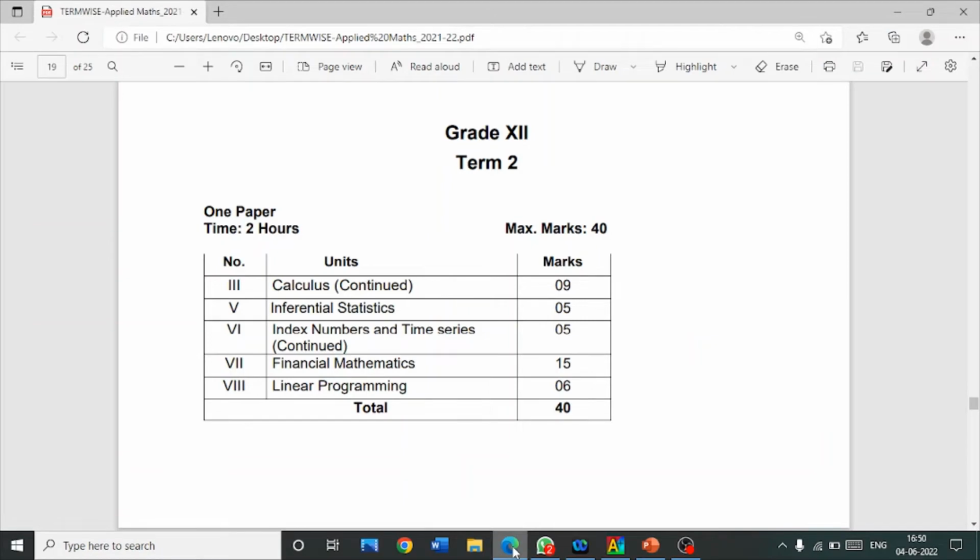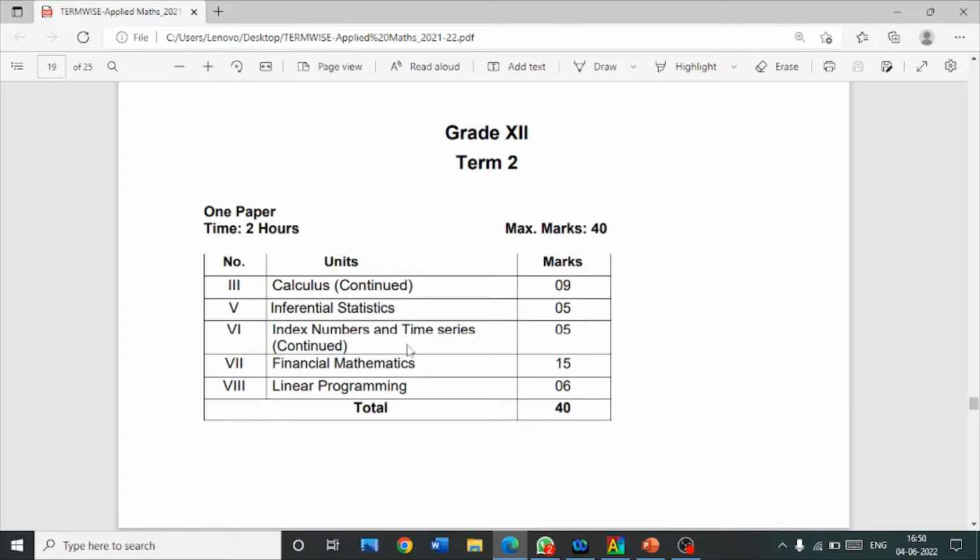Hello children, this is the class 12 Applied Mathematics term 2 blueprint, that is, the chapter-wise weightage. In that we have calculus for 9 marks, inferential statistics for 5 marks, index numbers and time series for 5 marks, and financial mathematics 15 marks. One more chapter, linear programming, is for 6 marks.